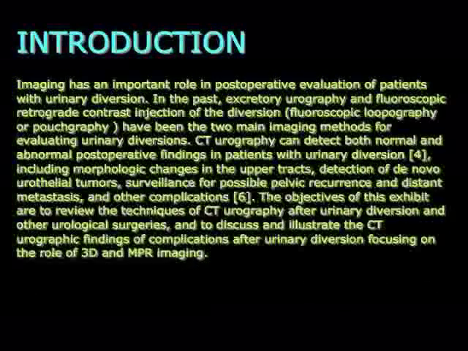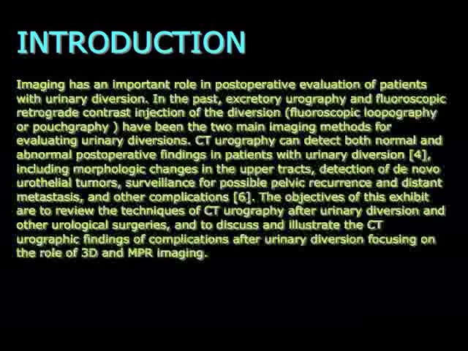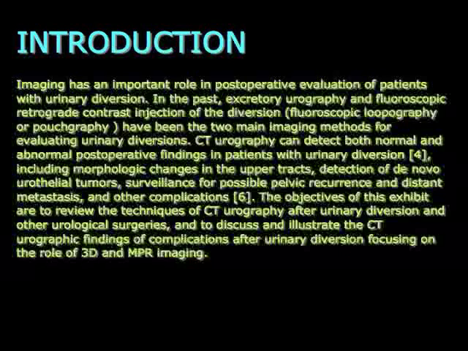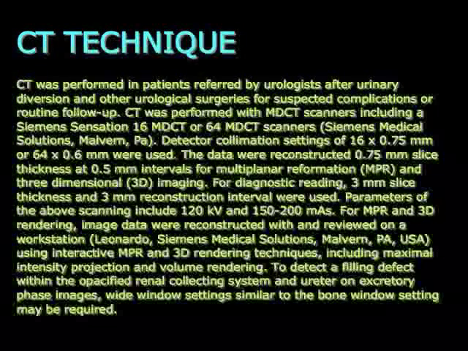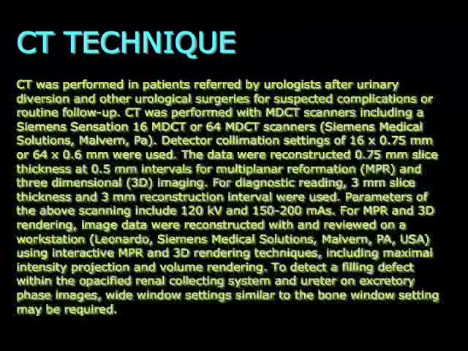Now, in the past, IVPs and retrograde studies were common studies to be done. Loopograms were common studies. But CT urography has the ability to detect both the normal and abnormal post-op findings in patients with urinary diversion. And again, we can look at both the upper tracts and lower tracts, look at the anastomoses, look for distant mets. At the same time, we look for complications. And in this exhibit and in this article and in this talk, we're looking at some of the techniques of CT urography and some of the complications that we easily can see.